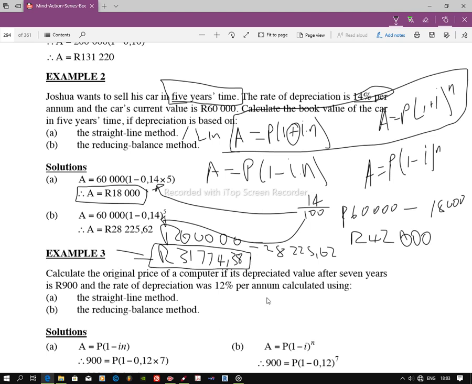Joshua, I feel pity for Joshua. Imagine buying a car that was worth 60,000 and it's now worth 31,774.38. Yeah, I can just make it 40 as a bonus for Joshua, so that he cannot cry. So I believe this was the end of our lesson, and I believe this lesson was fun and enjoyable. I like finance so much.